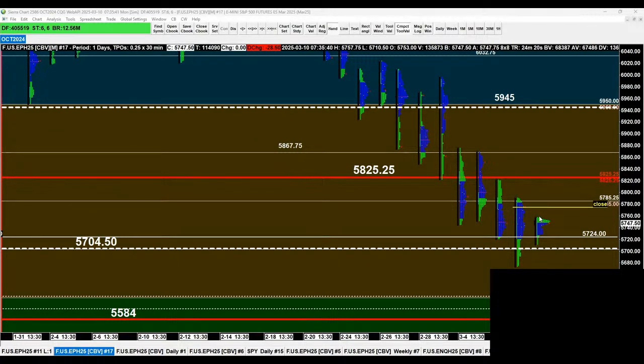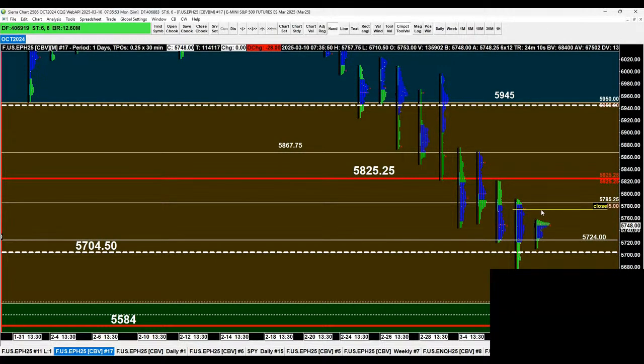Anyway, so what we're looking for is the market to stabilize. Okay. And the overnight inventory right now is 100% short. Now, what does that mean? It means that all the volume and time have been spent underneath the previous day's close.